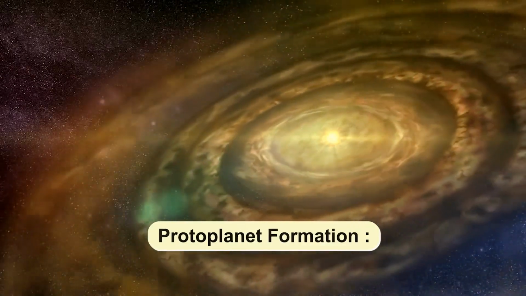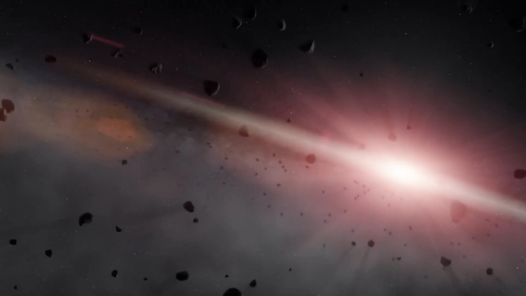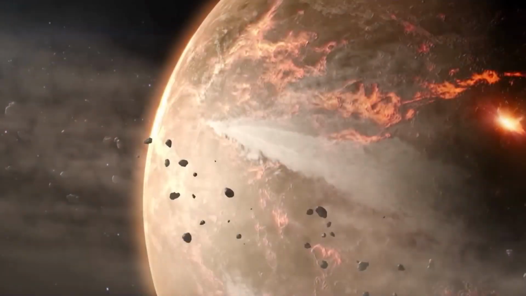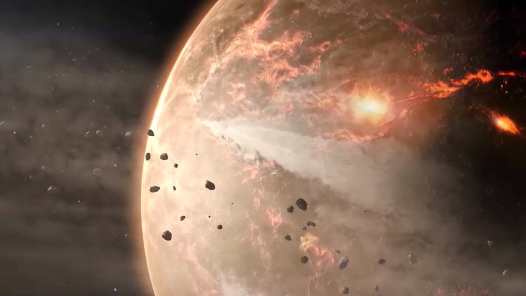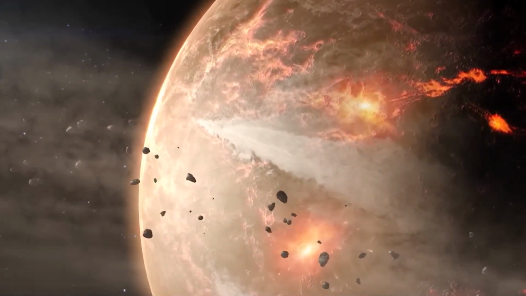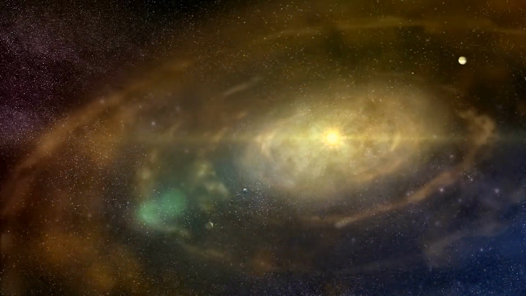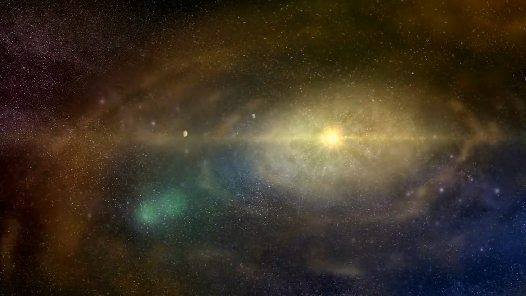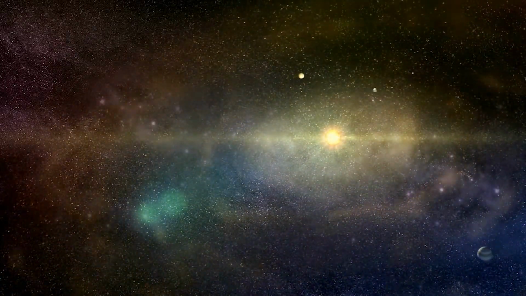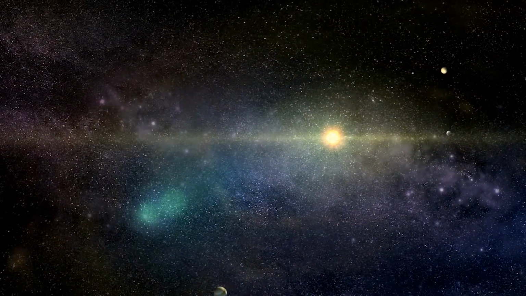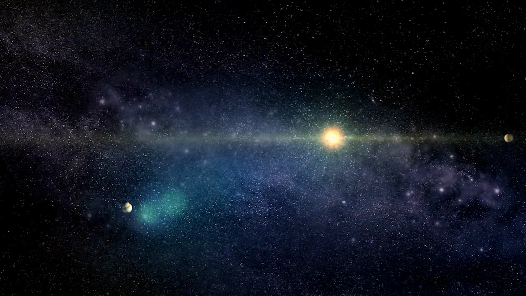Protoplanet formation. Through continued collisions and accretion, some planetesimals grew into larger bodies known as protoplanets. Protoplanets were several hundred kilometers in size and began exerting significant gravitational influence on their surroundings.